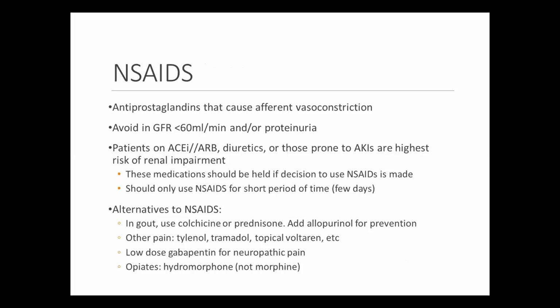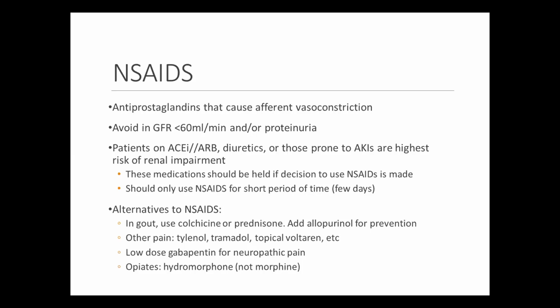So NSAIDs are antiprostaglandins that cause afferent arterial vasoconstriction, so they reduce the perfusion to the kidney, and that's why we avoid their use in GFRs of less than 60 or proteinuria, so patients with CKD. If individuals are on other medications that have hemodynamic effects like ACEs, ARBs, or diuretics, and are prone to AKIs, we advise them to hold these medications if there is a decision made to use NSAIDs. And NSAIDs should only be used very sparingly for very short periods of time. But my recommendation is to avoid them altogether if possible.